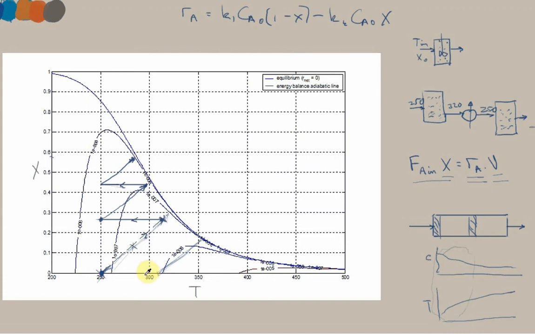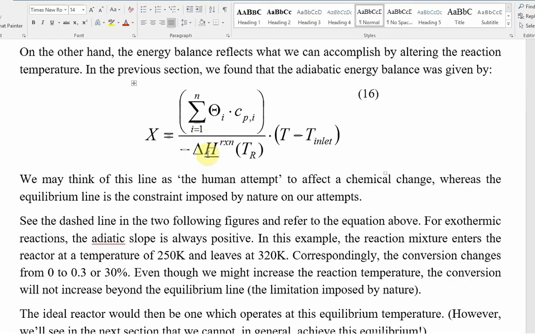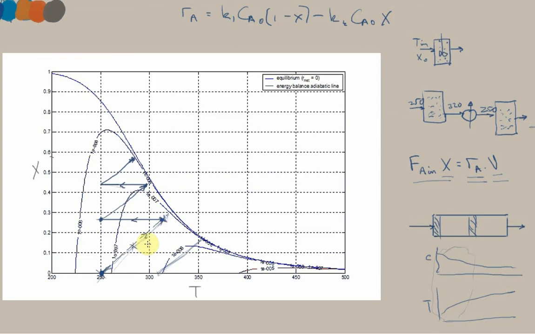For now, we've established one way of accessing higher conversion, and that's through interstage cooling. Can you think of another way to access higher regions? And to do that, just think about this equation. Remember, this is the equation of the adiabat, so this is the equation of this operating line on our curve.